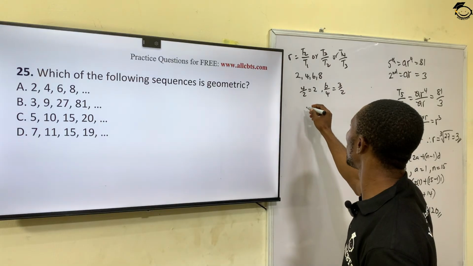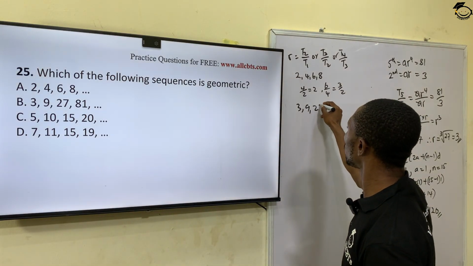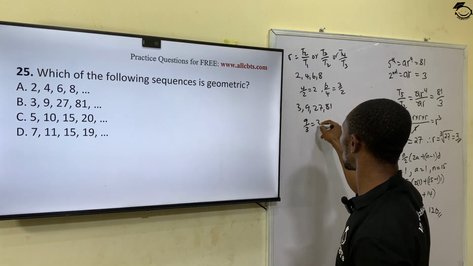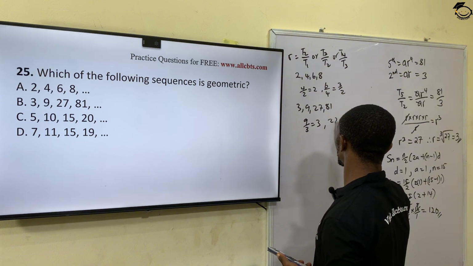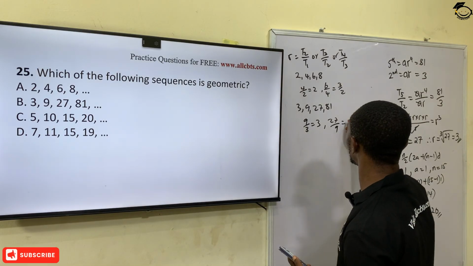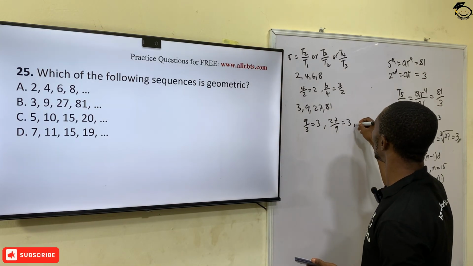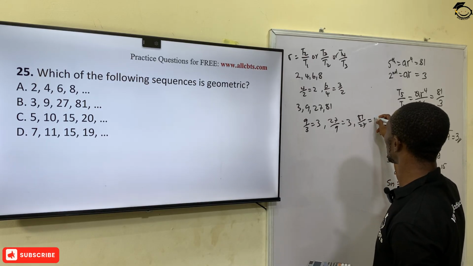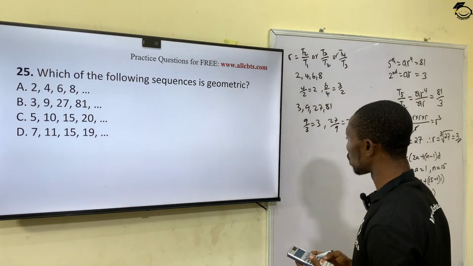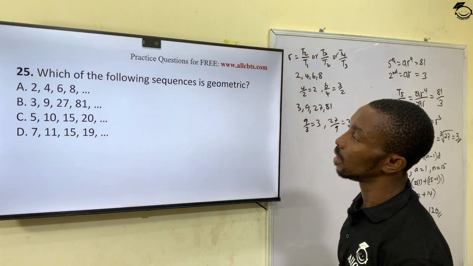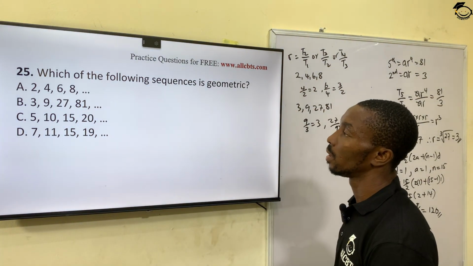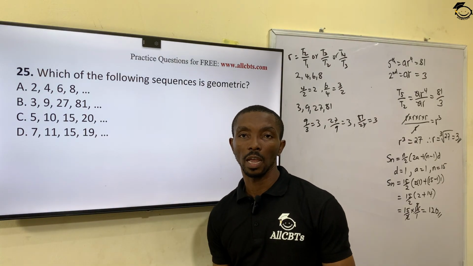Now looking at the next one, our B, we have 3, 9, 27, 81. So this becomes 9 over 3, which gives us 3. 27 over 9 also gives us 3. 81 over 27 also gives us 3. So our common ratio here is 3, and our geometric sequence here is B, which is 3, 9, 27, and 81.